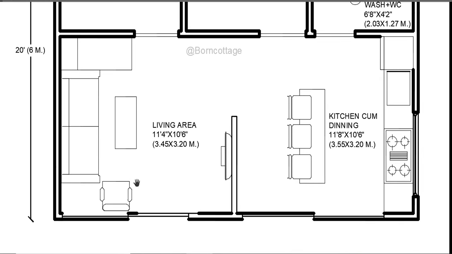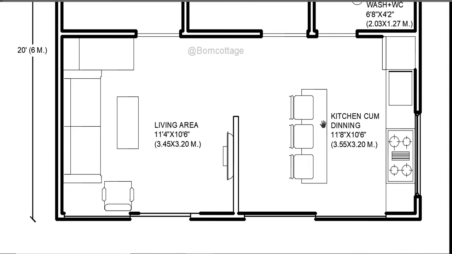On the left side we have the living area. You can see here the sofa arrangement, chair arrangement, tea table arrangement, also a single bed, and we have a TV unit on the front wall. And also on the right side we have the kitchen cum dining area. You can see here the kitchen cabinet with burner, sink and refrigerator arrangement, and a dining counter with 3 chairs. Also we have a large size window for ventilation and light purpose of this area.